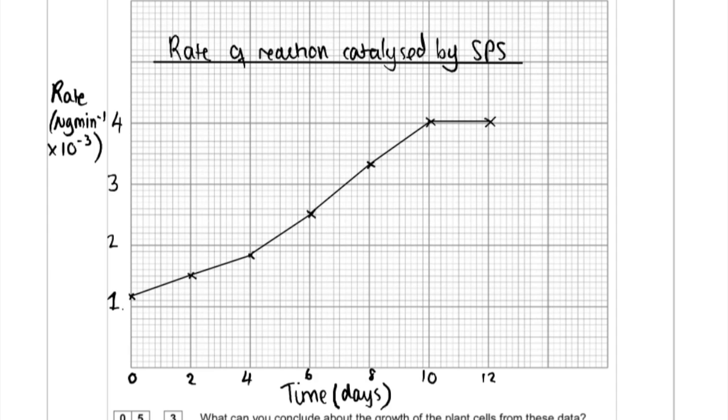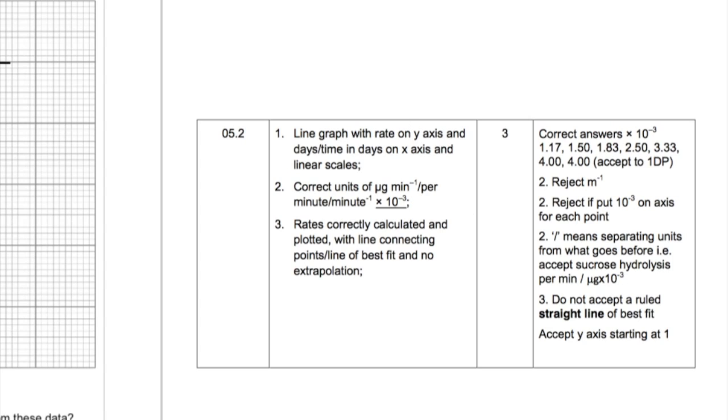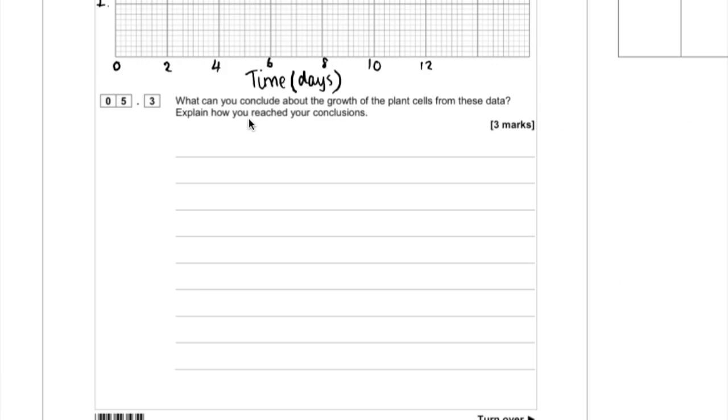So what you actually get the marks for on this, we just put the mark scheme over. So you get the marks for the axes being labelled correctly, then with the correct units on the axes, and then actually correctly plotting them.